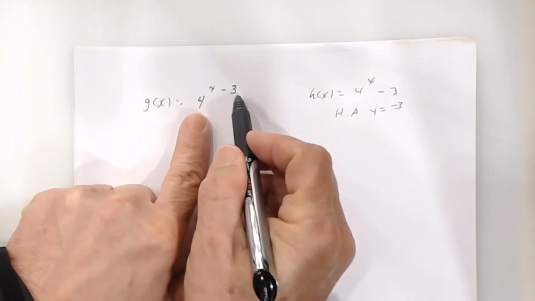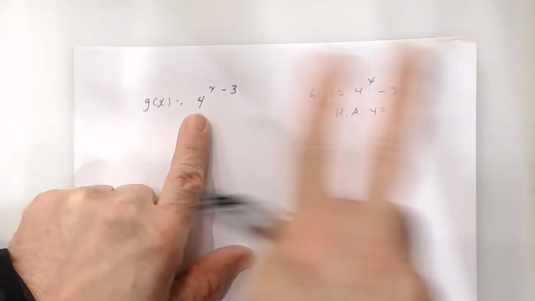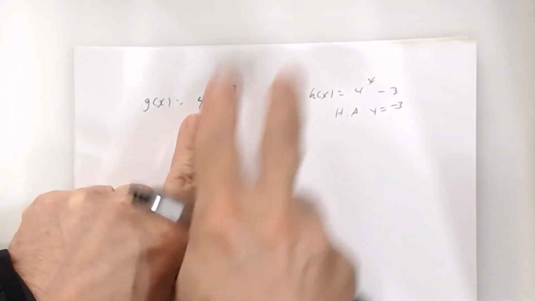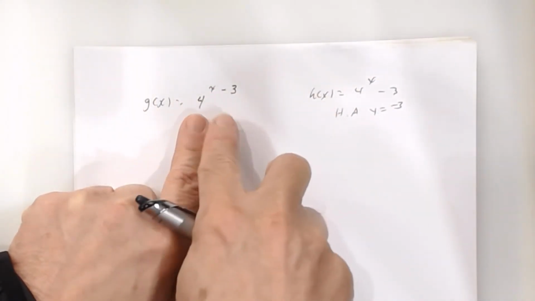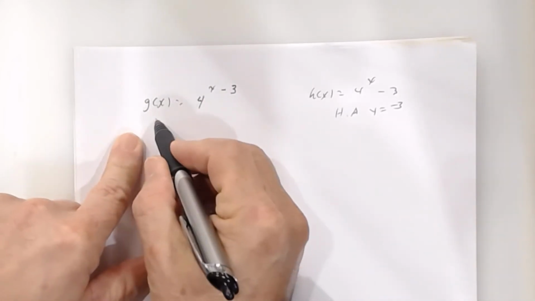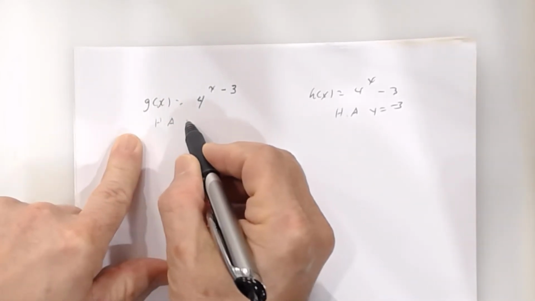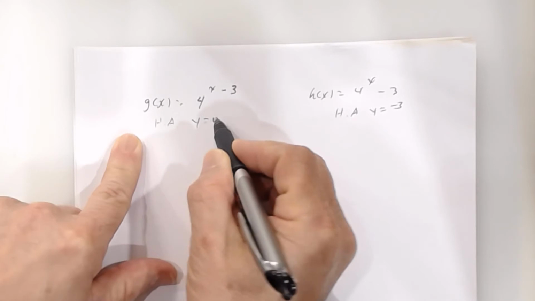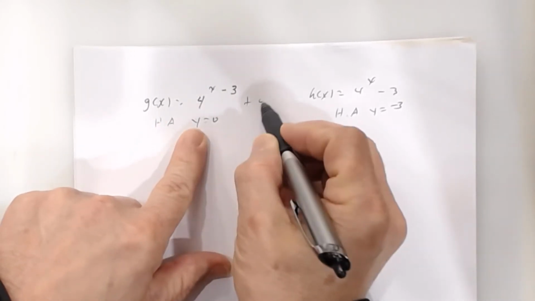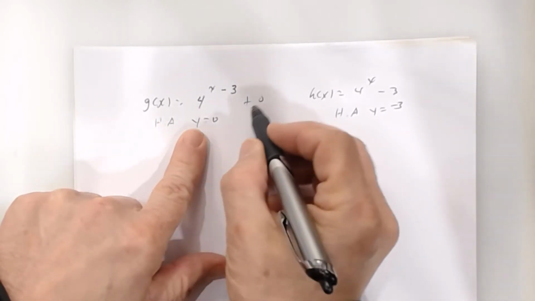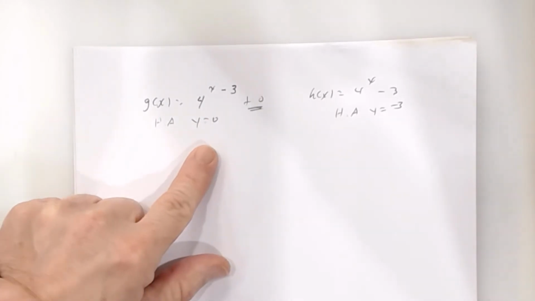That negative 3 is in the exponent. So that's going to be what kind of translation? Horizontal, not vertical. Horizontal. All right, so what's the horizontal asymptote? Y equals 0. Because isn't this right here the same thing as plus 0? So that's why it's y equals 0, because this is 0.